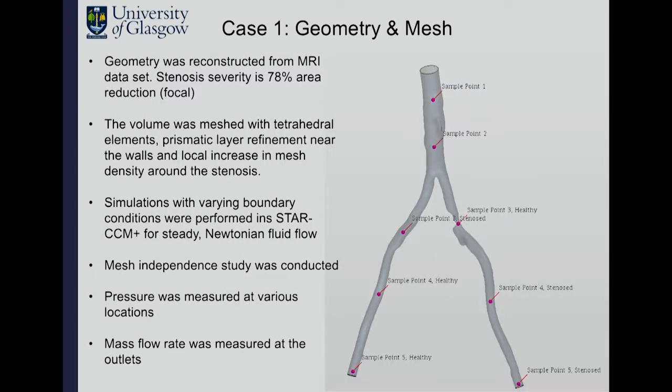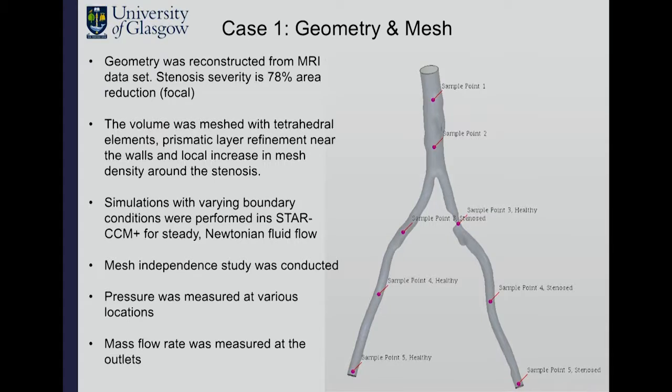So how this is done, it starts with the MRI imaging set. The geometry is segmented and then meshed, and after that CFD can be run on the mesh. In my case, I'm using STAR-CCM+ for Newtonian fluid simulations, and I'm measuring pressures at various locations in the model, as well as outlet mass flow rate.